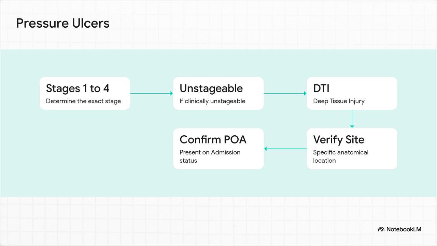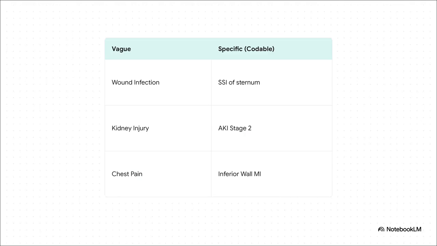Was this ulcer present when the patient literally walked through the hospital doors? If so, that's POA-Y. Or did it develop during the hospital stay? That's POA-N. Capturing the POA status is non-negotiable for quality reporting. If a severe pressure ulcer is hospital-acquired, it results in a non-payment penalty for that condition. No one wants that.